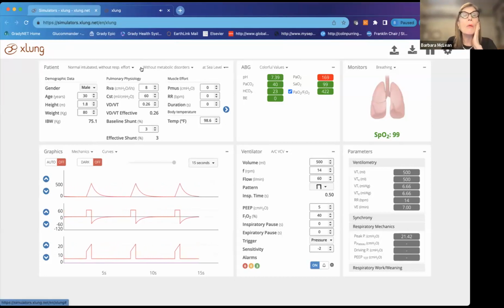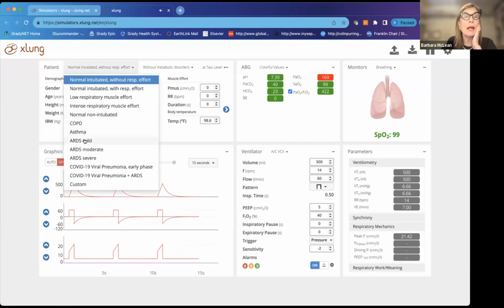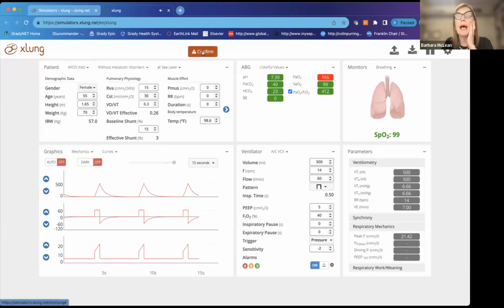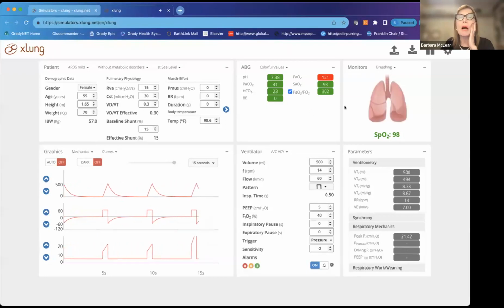Okay, so now I'm going to make the patient sick. I'm going to give him mild ARDS. And for patients with mild ARDS, we're going to look at their oxygenation. Okay, so you can see immediately his PO2 dropped and his PF ratio dropped as well.